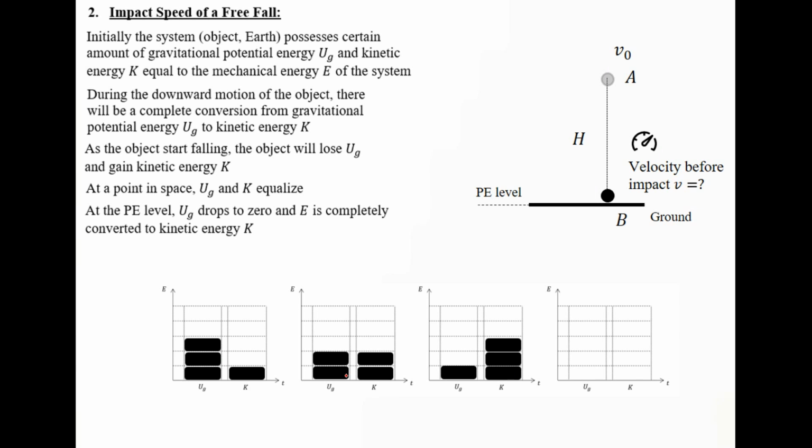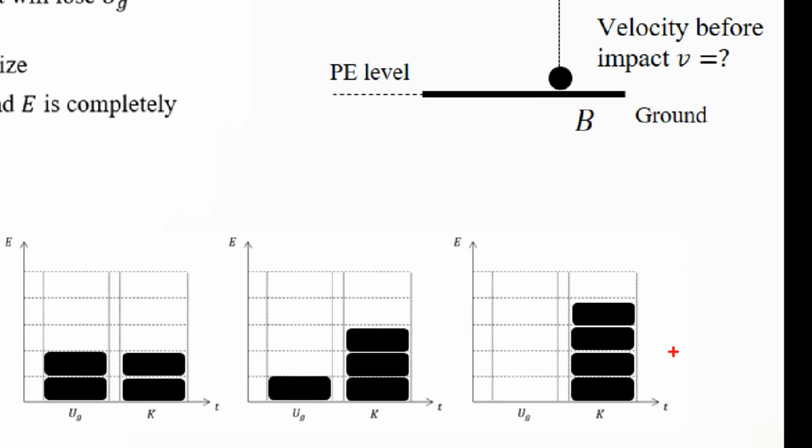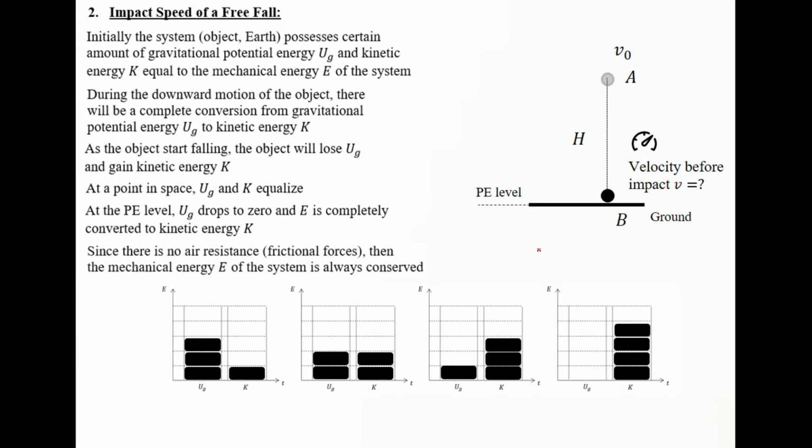At the PE level, UG drops to 0 and is completely converted to kinetic energy. And as you can notice, for all 4 diagrams, the sum of the energy bars is 4. Here we have 3, here we have 1. Why at the final position do we have 4 and 0? Because we're at the PE level. Since there are no resistance or frictional forces, the mechanical energy of the system is always conserved.